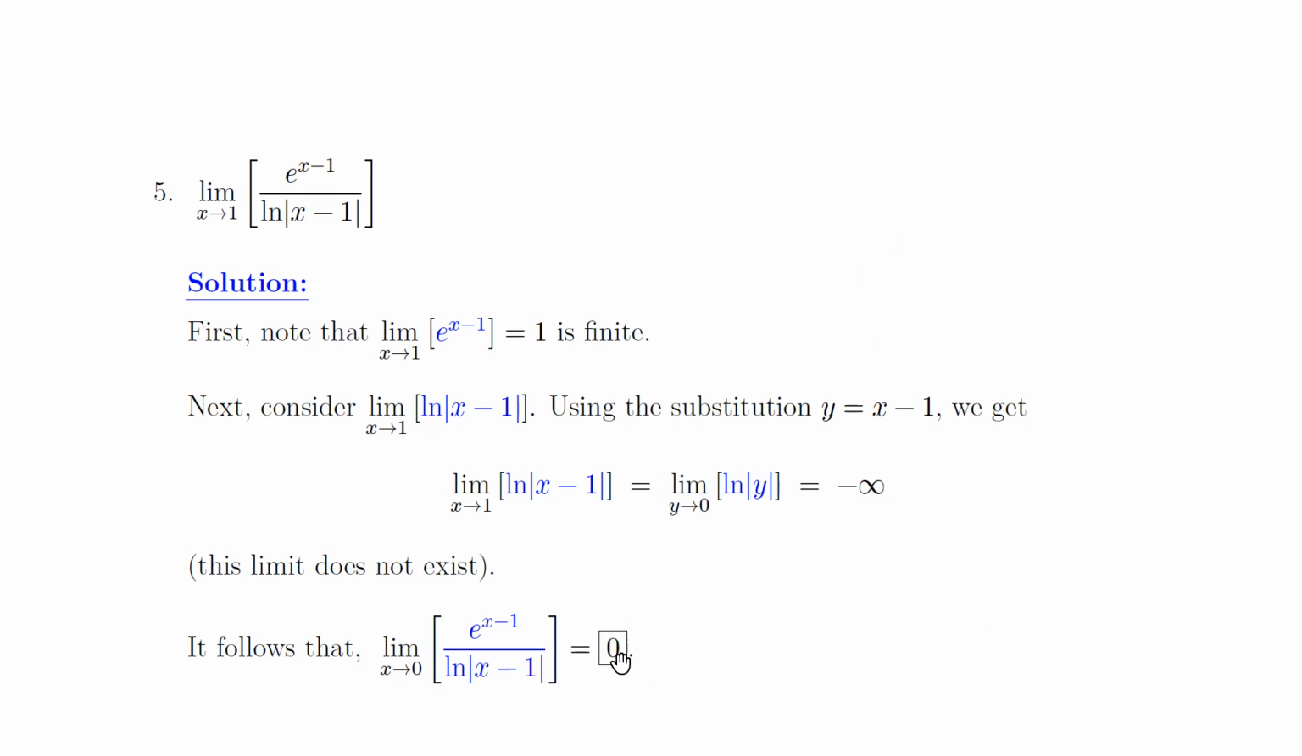Note that because the answer is zero, it means that the limit exists. This limit exists, it is zero. So I did not say anything about it not existing because that would be wrong. This limit here doesn't exist, but even though this one here does not exist, the overall limit does exist. So we just say the answer is zero, and that's all.